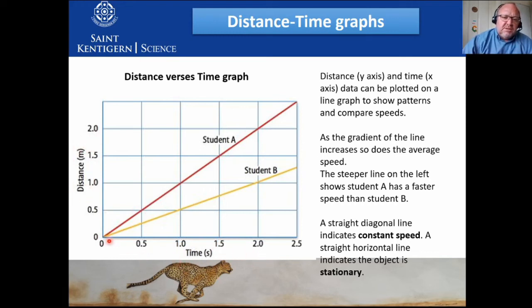So if you wanted to, with a graph, calculate how fast this person was going between time 1 and time 2 seconds, you can say if student B was at half a meter at 1 second, and at 2 he was at 1, then we take the final distance minus the initial distance.